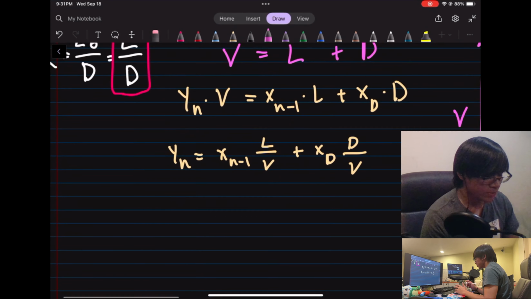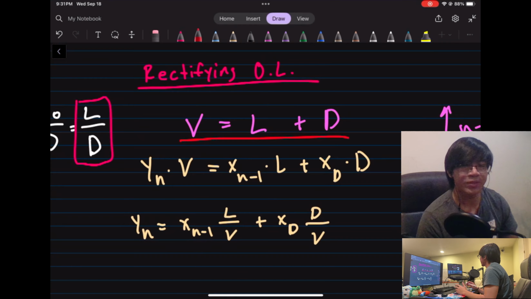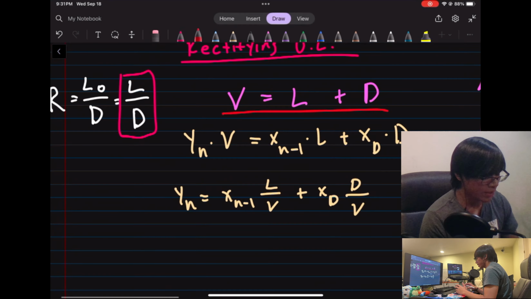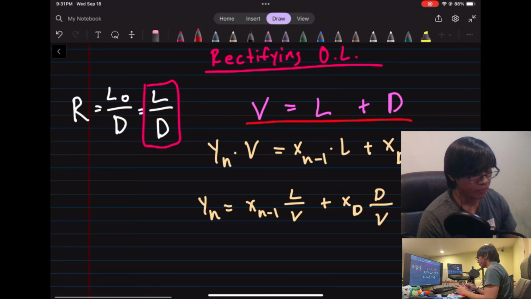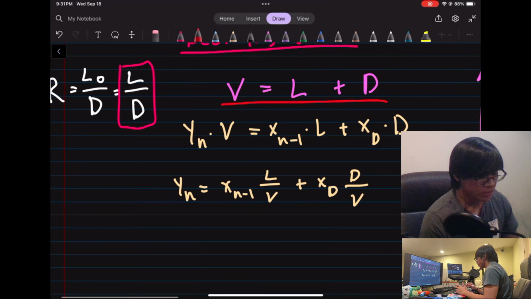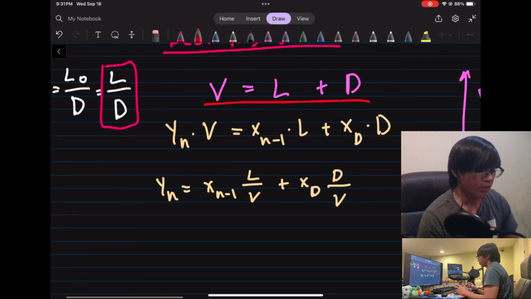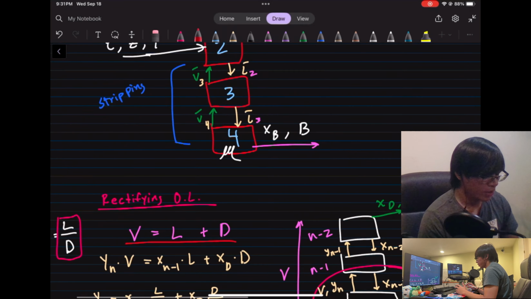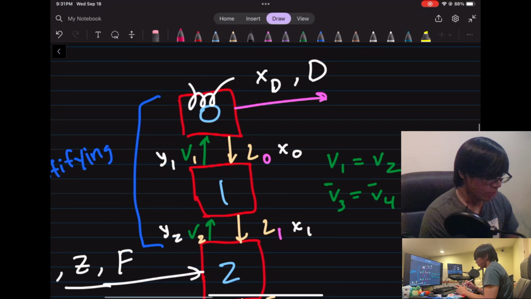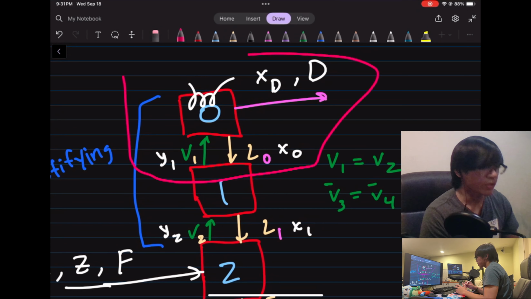We're going to substitute our mass balance up here, so now you know why we did that. We're trying to get in terms of L and D, our liquid flow rate and distillate flow rate, which is why we're substituting our vapor flow rate. And remember, that was our vapor going in here. We were focusing on this top portion. So our vapor going up must be equal to our liquid going down plus our distillate flow.